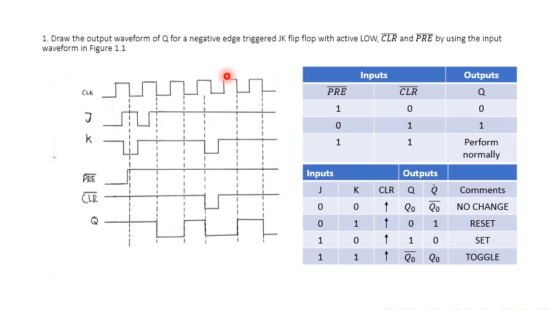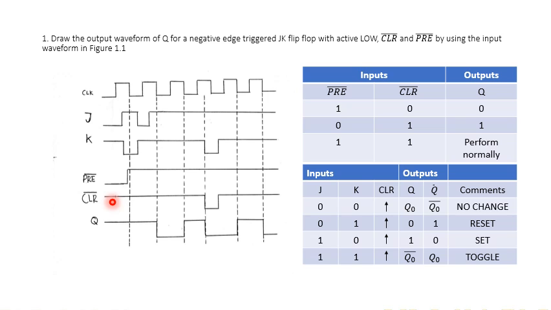So how do we know? The question asks us to base it on the JK flip-flop. So the JK flip-flop waveform has the J waveform, K waveform, and clock waveform. Here we have active low, which consists of PRE bar and CLR bar. Here we assume PRE bar as set and CLR bar as reset.